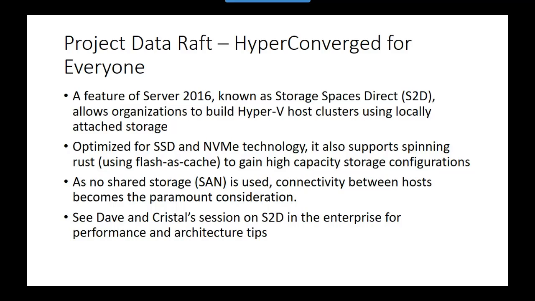Storage Spaces Direct is optimized for SSD and NVMe technology, or non-volatile memory. It also supports spinning rust if you want to get capacity. But at the very bare minimum, you need to have 4 physical disks for your capacity, and if you're using caching, you need to have at least 2 of those.